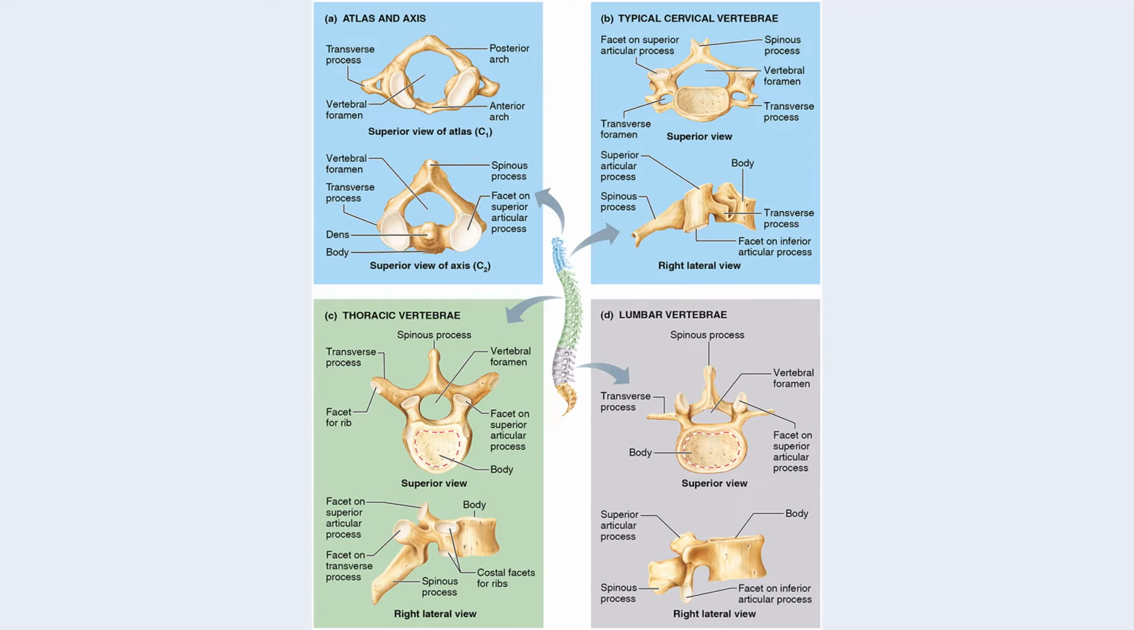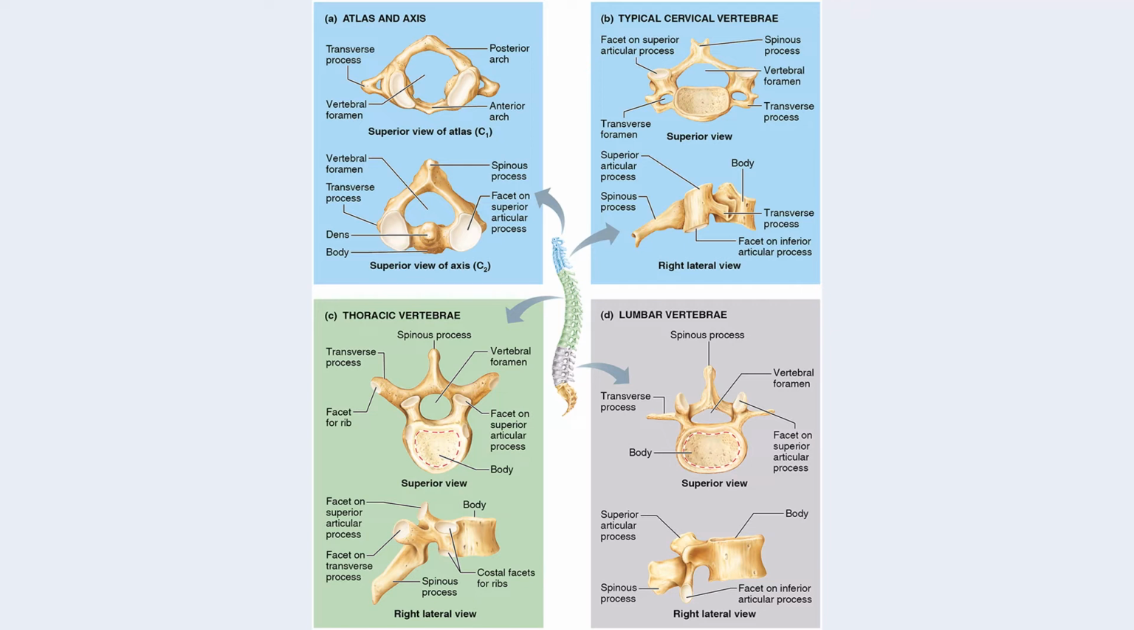The axis, which is still in A, but C2, acts as a pivot for the rotation of the atlas and skull above. So it has the large upright processes, the dens, which act as a pivot point. These are what allow you to rotate your head, to shake it, say no. Do you want more work in this class? And you shake your head no. That's what allows you to do that, the atlas and the axis.